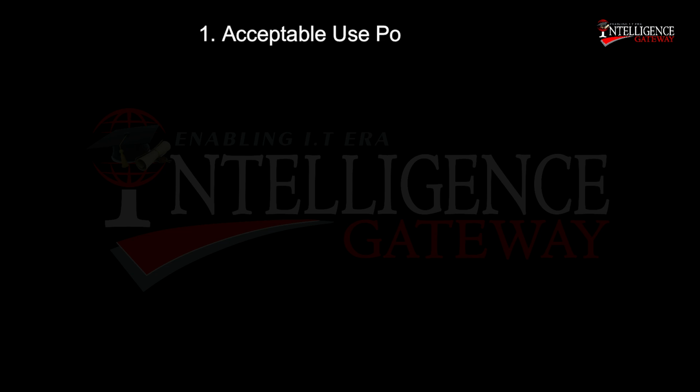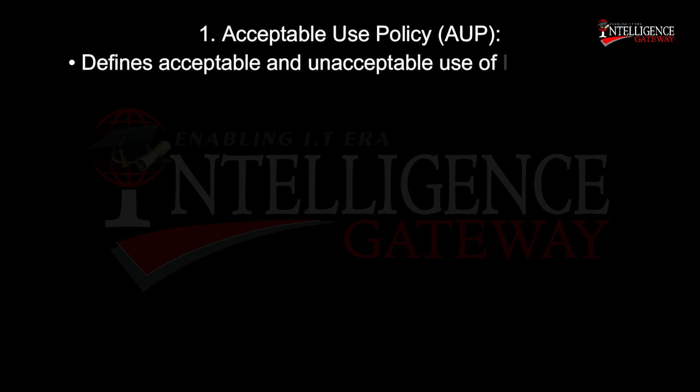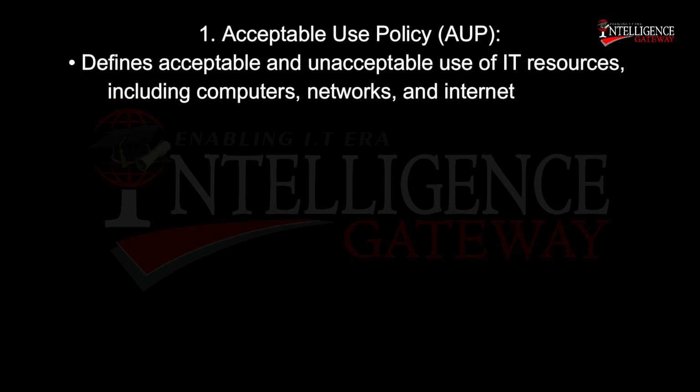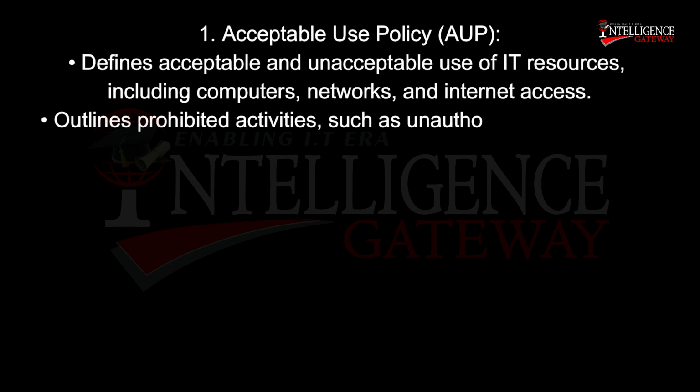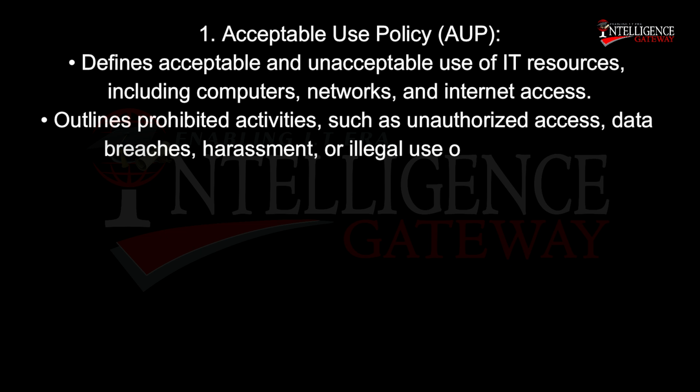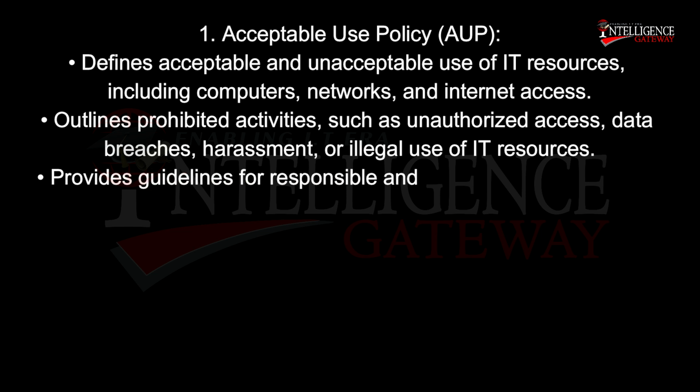1. Acceptable Use Policy, AUP. Defines acceptable and unacceptable use of IT resources, including computers, networks, and internet access. Outlines prohibited activities, such as unauthorized access, data breaches, harassment, or illegal use of IT resources. Provides guidelines for responsible and ethical use of technology.